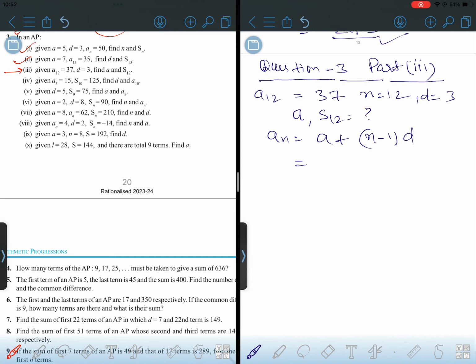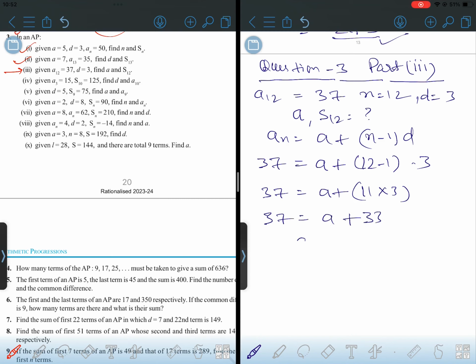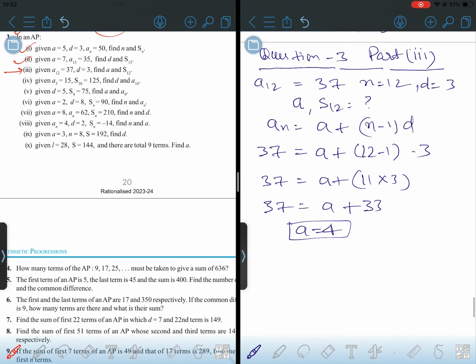So here An is 37. The value of a we have to find out anyways. The value of n is given as 12, so n minus 1, and d is 3. So 37 equals A plus 11 into 3. That gives us 37 is equal to A plus 33, and that gives us A is equal to 4. So same formula. Now we can utilize it to find out the sum of the 12 terms.